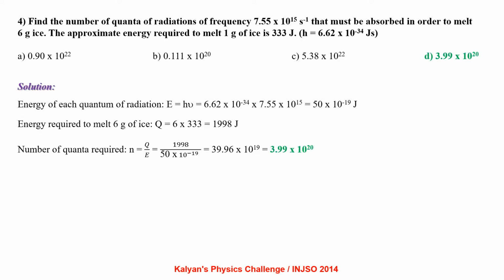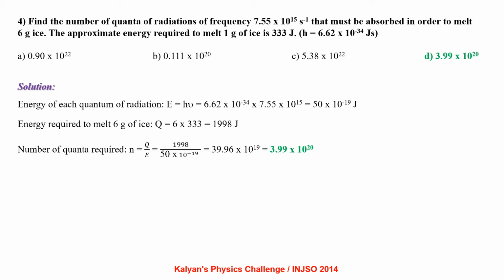Find the number of quanta of radiation of frequency 7.55 into 10 power 15 second inverse that must be absorbed in order to melt 6 grams of ice. The approximate energy required to melt 1 gram of ice is 333 joule and Planck's constant h equal to 6.62 into 10 power minus 34 joule second.